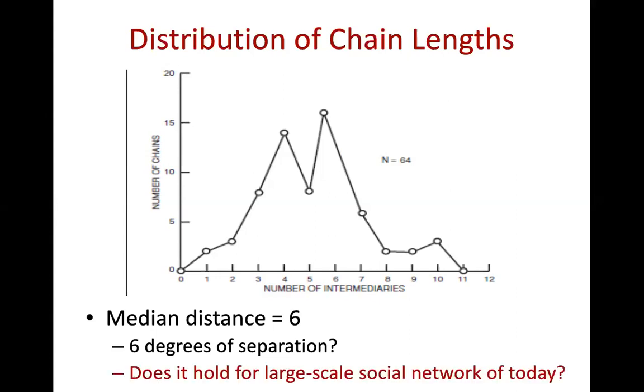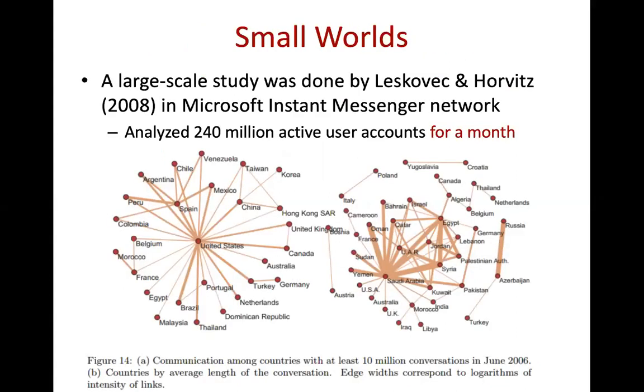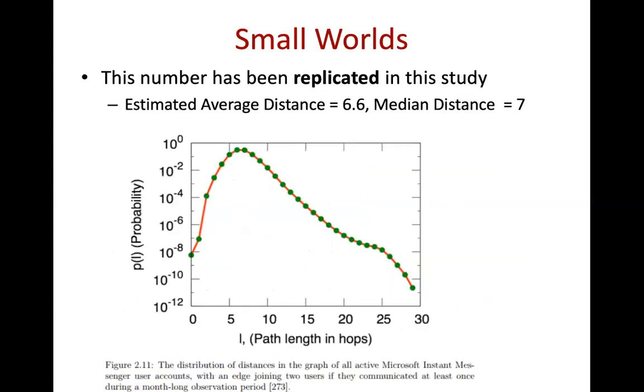But if you look at a large social network of today, Jure Leskovec and Horvitz at Microsoft Instant Messenger actually studied this. They analyzed 240 million active user accounts for a month, right? And they were basically trying to figure out whether these people were connected and who communicated with whom. So it's estimated that the average distance between connectees was 6.6, and the median distance was about 7, right? So again the numbers 6.6 and 7 count again.